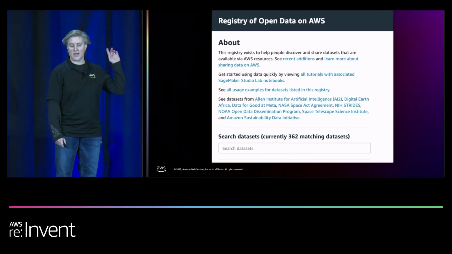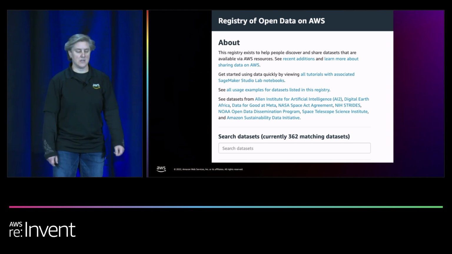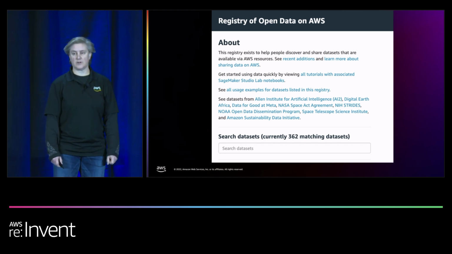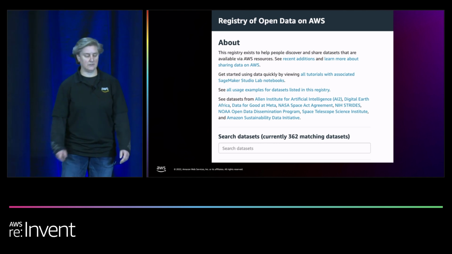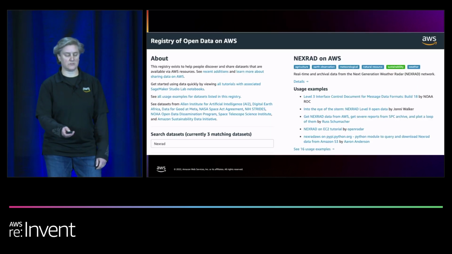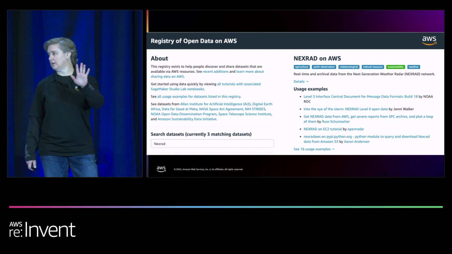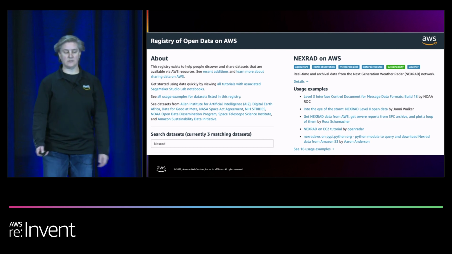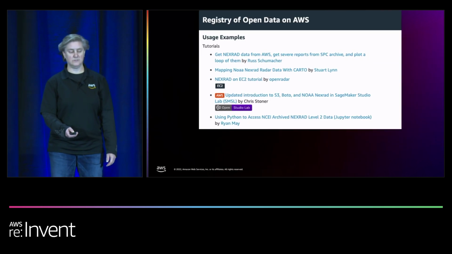All right, so I promised some takeaways. But first, I'm going to show you how to get started using open data. So if you go to the Registry of Open Data, and I'll provide the link at the end, I want you to do a search. See where it says search datasets. Let's search on NextRad. You'll see the NextRad registry page show up on the right. If you scroll down, you'll see a purple button. And that purple button is for SageMaker Studio Lab.